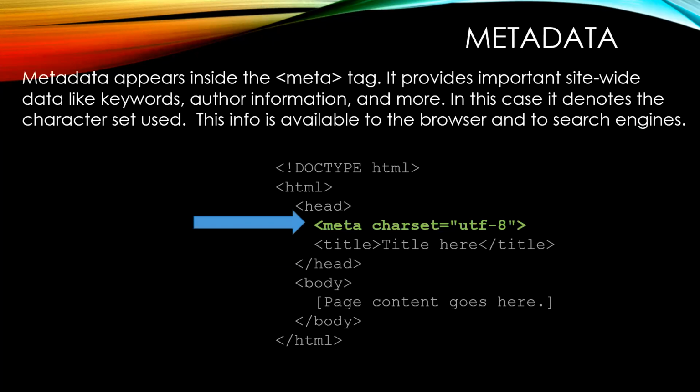Okay. The metadata appears inside the meta tag. It provides important site-wide data like keywords, author information, and more. In this case, it denotes the character set used. So this info is available to the browser and to the search engines. Okay. So that's going to help you with some of your SEO.